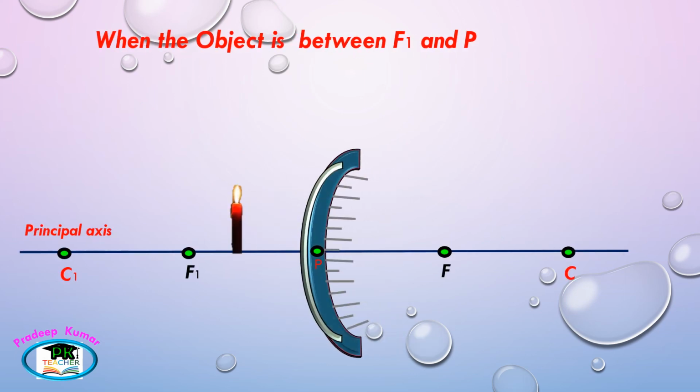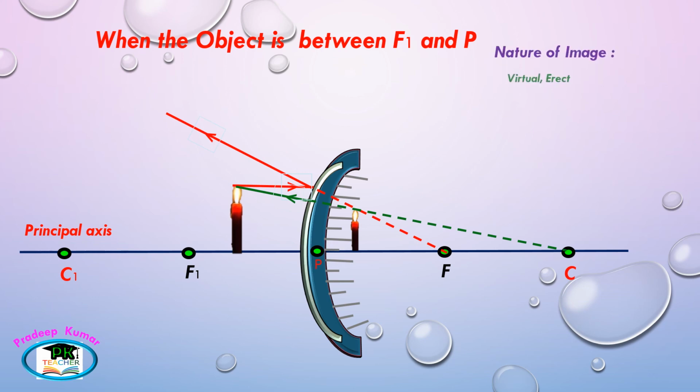When the object is between F1 and P, parallel to principal axis and deviates as if coming from the focus. Second rule, it is going towards the center of curvature, return back in the same path. Image is formed. Nature of image, virtual, erect and diminished.